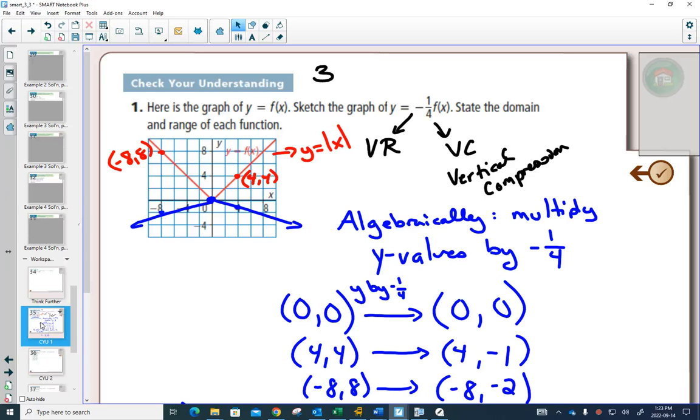It's like, I know. I'm working on it. I'm working on it. So, state the domain and range of each function.